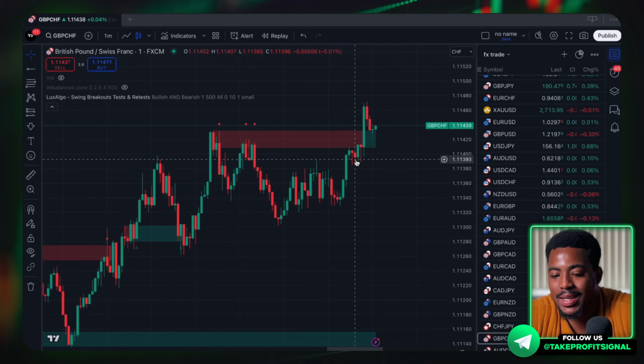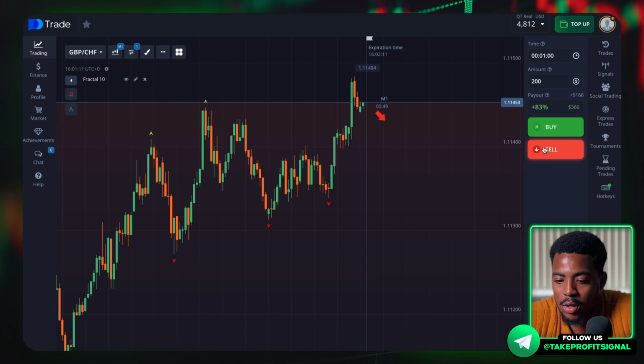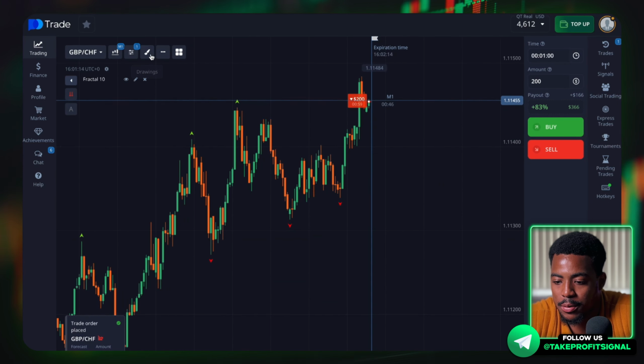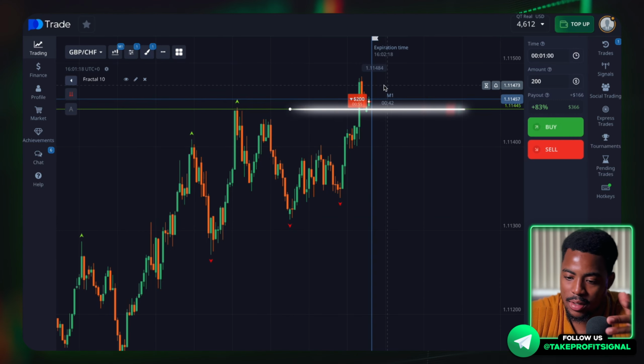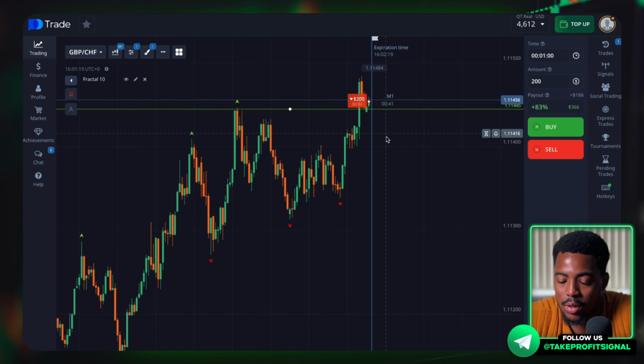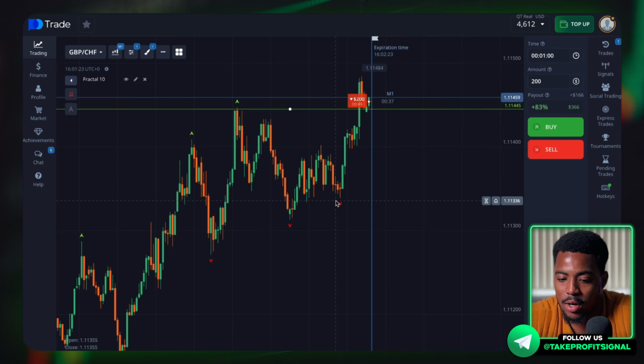Wow, friends, a perfect example. Look at what kind of manipulation is going on here with this horizontal level. So I will open a short trade here. Here's our resistance level, which we've kind of successfully broken through. Well, maybe we've really broken through it. We are going to find out now.